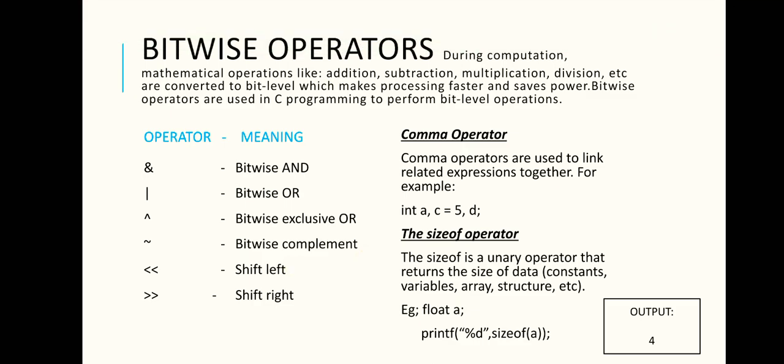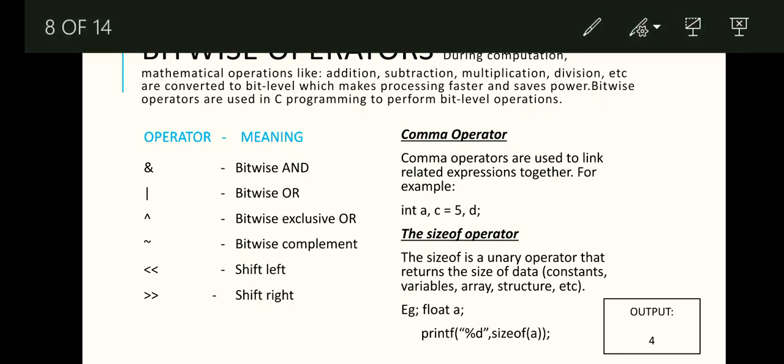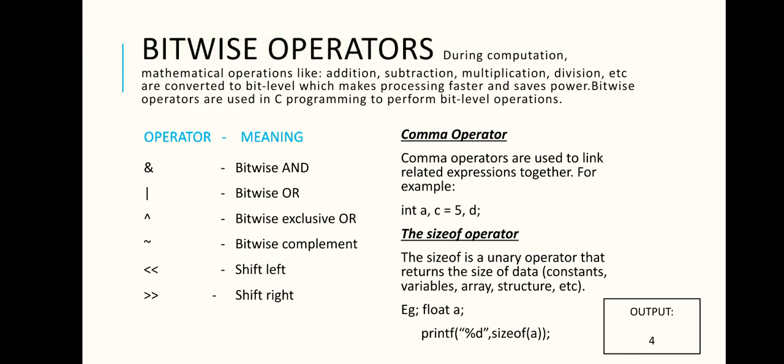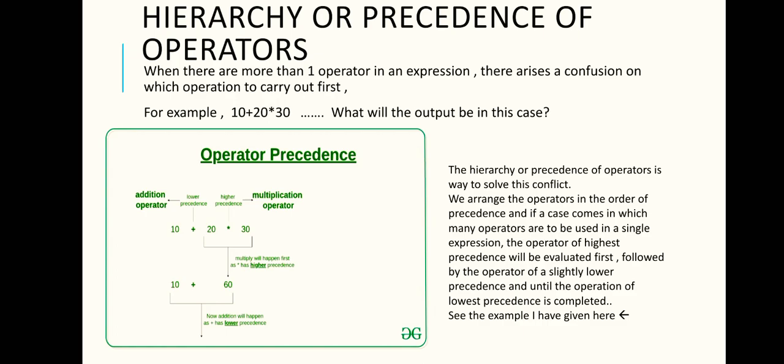We also have 2 special operators: the comma operator, which is used to link related expressions together, and the sizeof operator, which is a unary operator that returns the size of the data, which can be a constant, variable, array or structure. For example, we have float A. As the float data type has 4 bytes, sizeof A gives the output as 4.